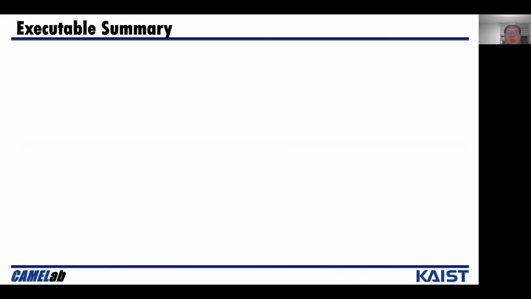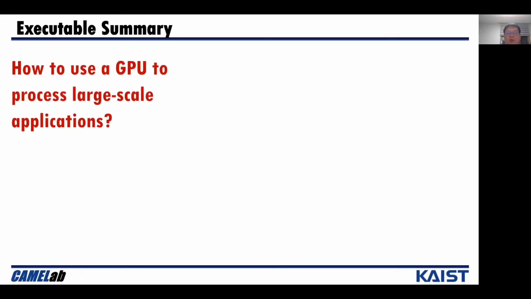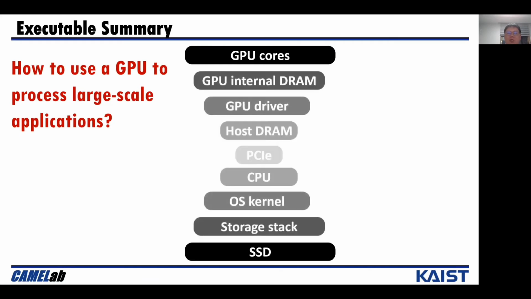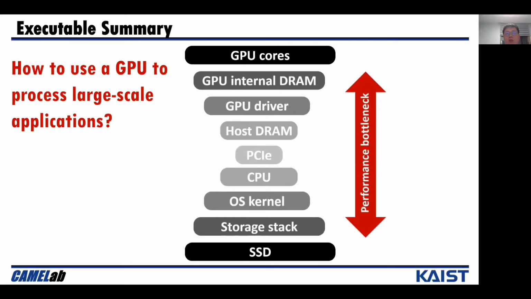Firstly, I will use a single slide to summarize this work. This work mainly focused on the issues of using GPU to process large-scale applications. Traditional computer systems usually employ GPU and storage as discrete devices. The application's dataset is initially received in the SSD but should be processed in the GPU. Transferring the data from SSD to GPU needs to go through multiple software stacks and hardware boundaries. These steps become the performance bottleneck.